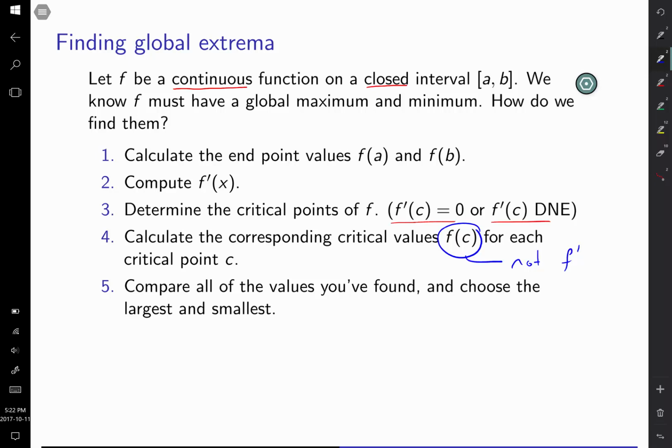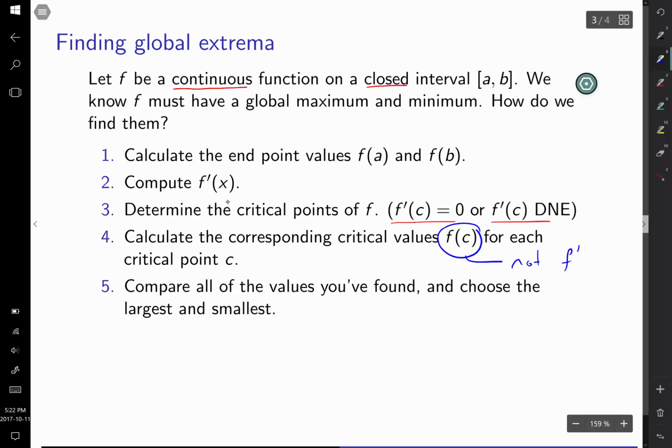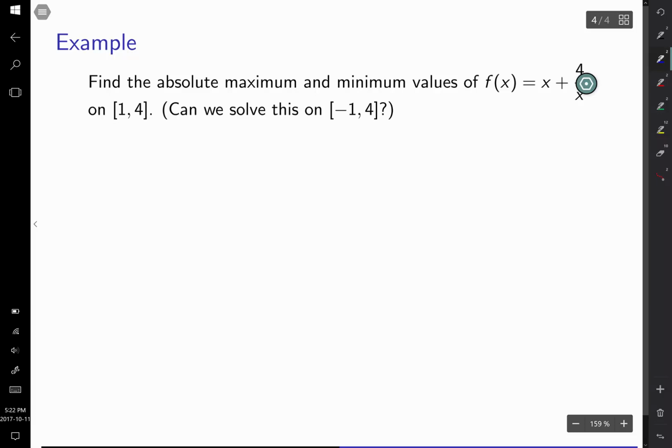Once we've calculated all those values, we're going to have a list, hopefully a short list, and we look to see which of those numbers is the biggest, which of those is the smallest, and we'll be done. So here's an example to show you how this works.